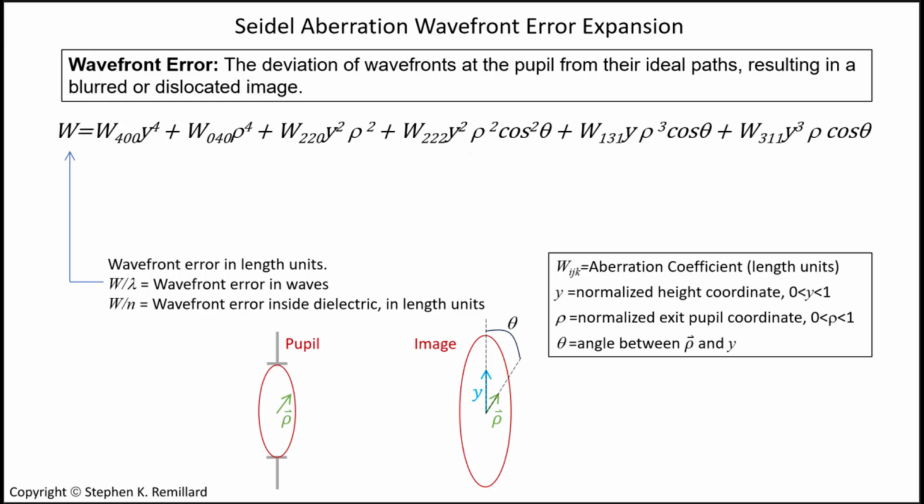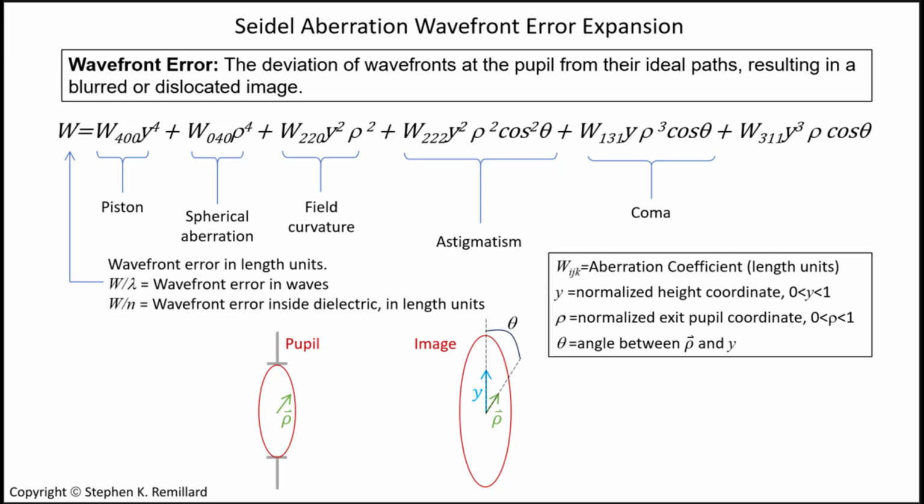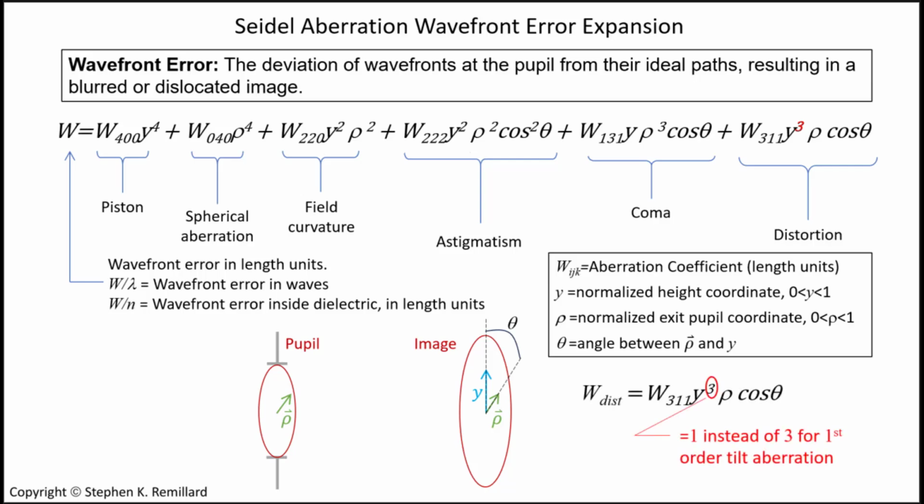If the combination of y and rho powers add to 4, then the term is a third-order ray aberration. Higher-order aberrations have higher powers of y and rho, which add to this expansion to result in what is often a non-monotonic variation of wavefront error with these coordinates. The first term is the innocuous piston. The second term is spherical aberration, followed by field curvature, astigmatism, and coma. The last third-order term is distortion, which varies as the height of the image cubed. So the wavefront error due to distortion is W sub 311 times y cubed rho cosine of theta.